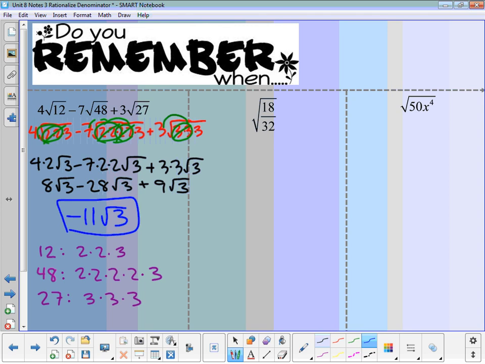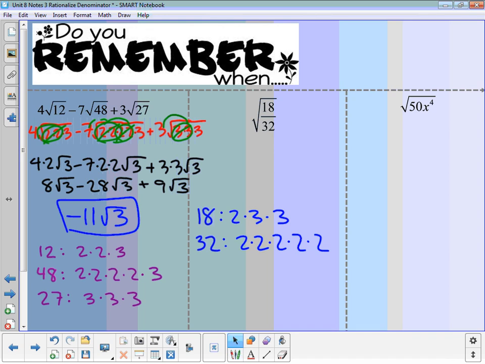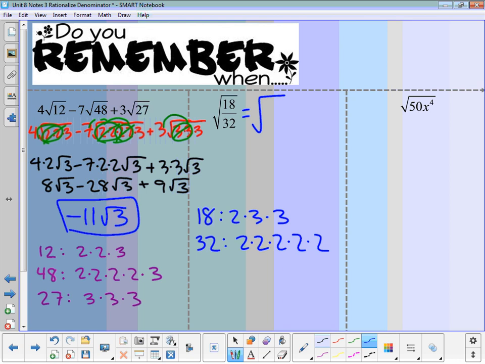For the second one, if I break down the 18, 18 is the same thing as 2 times 3 times 3, prime factorization again. 32 is 2 times 2 times 2 times 2 times 2. And again, that's still just doing the prime factorization, which we've been practicing. So if I rewrite those all out, I'd have the square root of 2 times 3 times 3 all over 2 times 2 times 2 times 2 times 2.